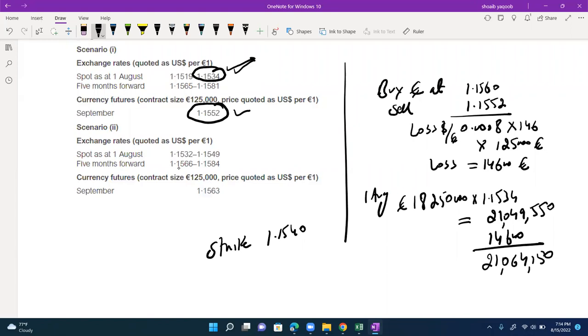You have bought the option, you can buy euro at 1.1540. The market moves to 1.1534. Will you buy at the option, or will you move to the market to buy at 1.1534? What will you do, guys? Will you exercise the option at 1.1540 or will you move to the market to buy at 1.1534? Which one is feasible? We will go to the market, right?